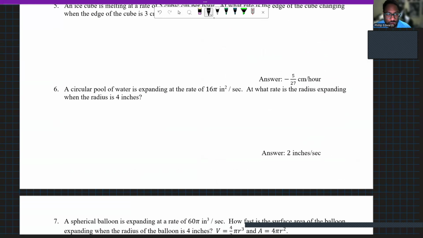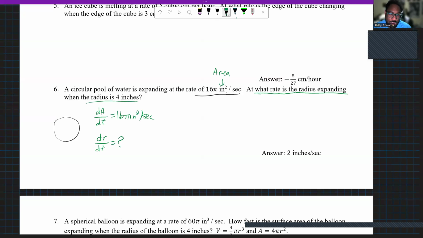A circular pool of water, so a circle here, close enough, is expanding at a rate of 16 pi inches squared per second. Just recall, like we said before, inches squared is going to be an area unit. So I actually have the rate of change of the area of my circle already. And then the question is, at what rate is the radius expanding? The radius should be getting bigger as well, when the radius is 4 inches. So they tell us that r equals 4.